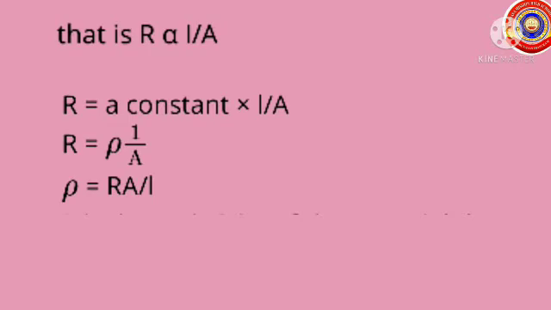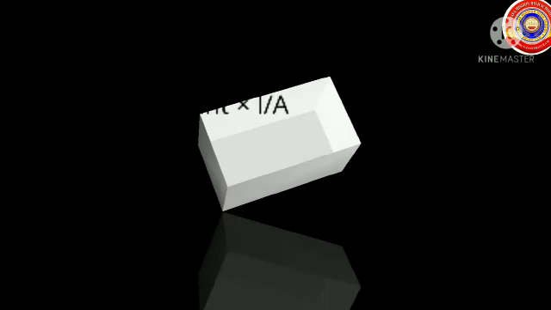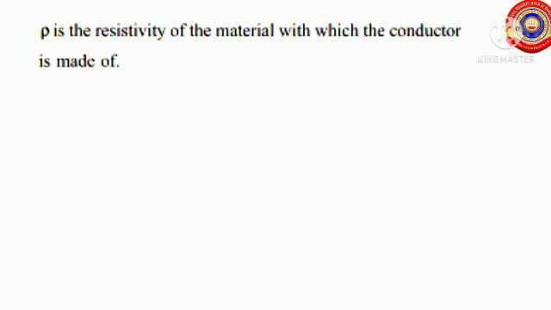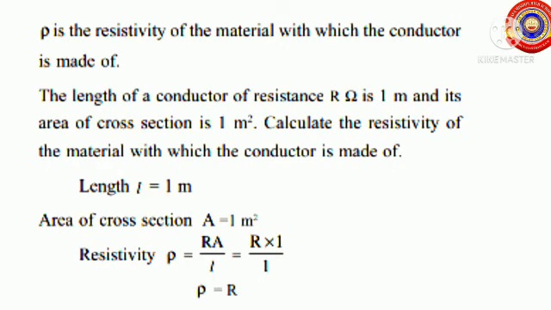For removing the proportionality sign, we have to add a constant. So the relation changes to R equals a constant into L by A. R equals rho into L by A. Here rho is the constant. Therefore rho equals RA by L. And this rho is the resistivity of the material with which the conductor is made.